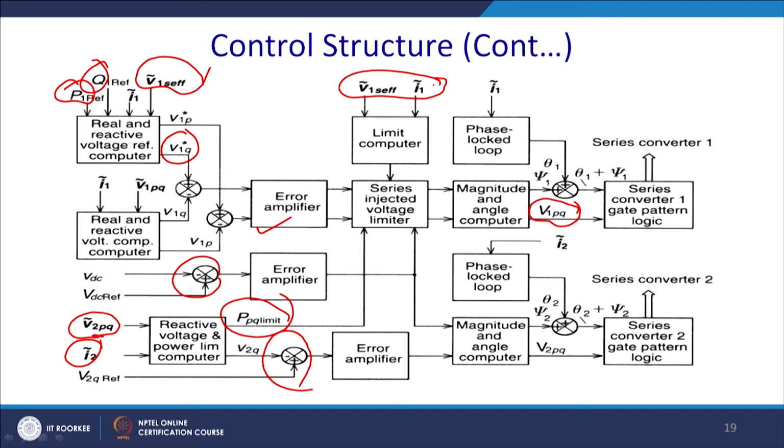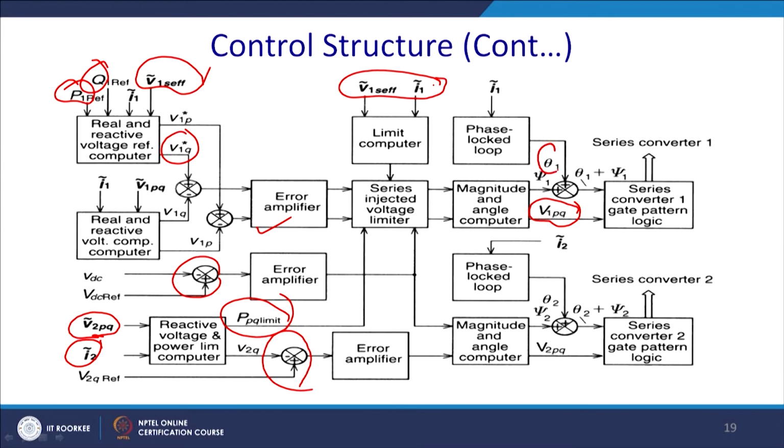From there we will have a PLL loop. From the PLL loop we will compute theta psi plus theta 1, which essentially will be the effective phase shift given to the voltage V1PQ, and that will be fed to the inverter, and the inverter will inject that voltage.